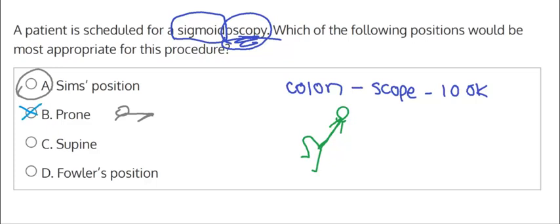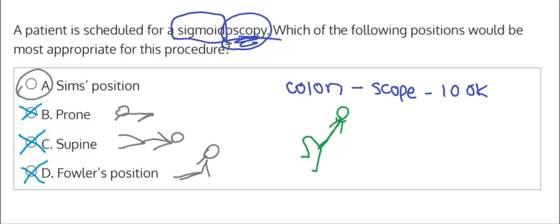Option C is supine, which means that the person is the reverse of prone. They're laying flat on their back, face up. And that would not work because you wouldn't have access to where you need to go to view the colon. So we could eliminate option C. And then option D is the Fowler's position, which is sort of like an upright position, which similar to the supine, you would not have the access that you need in a position like this. So we can eliminate option D.